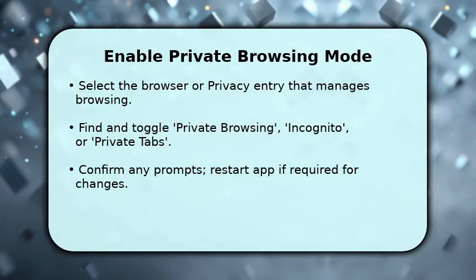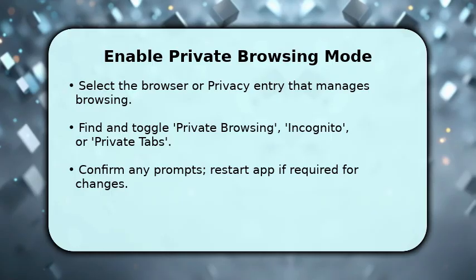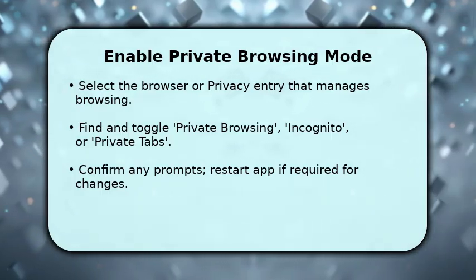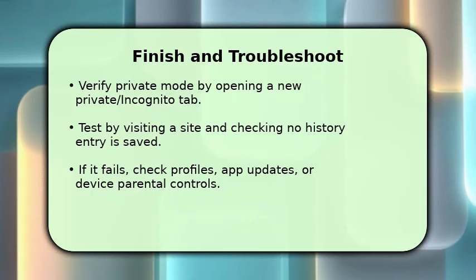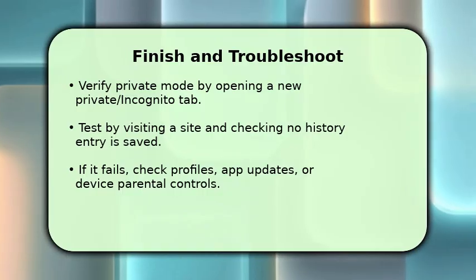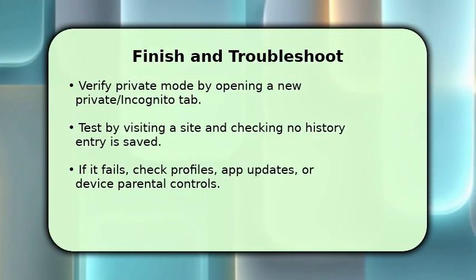Make sure to read any brief prompt explaining limitations, and then close and reopen the browser if the change does not appear immediately. Finish by confirming private browsing works. Open a new private or incognito tab and browse briefly, then close the tab and check history. There should be no record. Make sure cookies and cache are cleared between tests to avoid false positives.